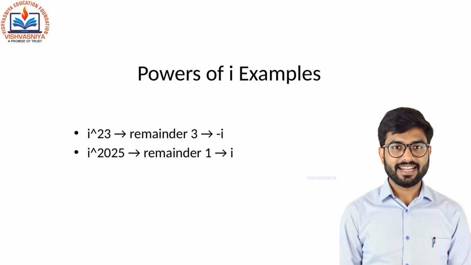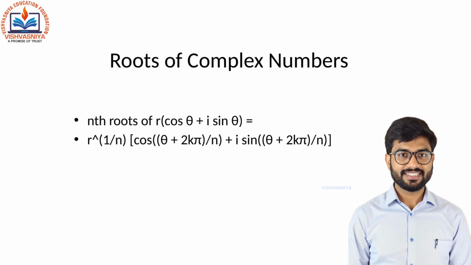Examples. 1. i to the power 23. Divide 23 by 4, remainder is 3. So value equals i cubed, equals minus i. 2. i to the power 2025. Divide by 4, remainder is 1. So value equals i.